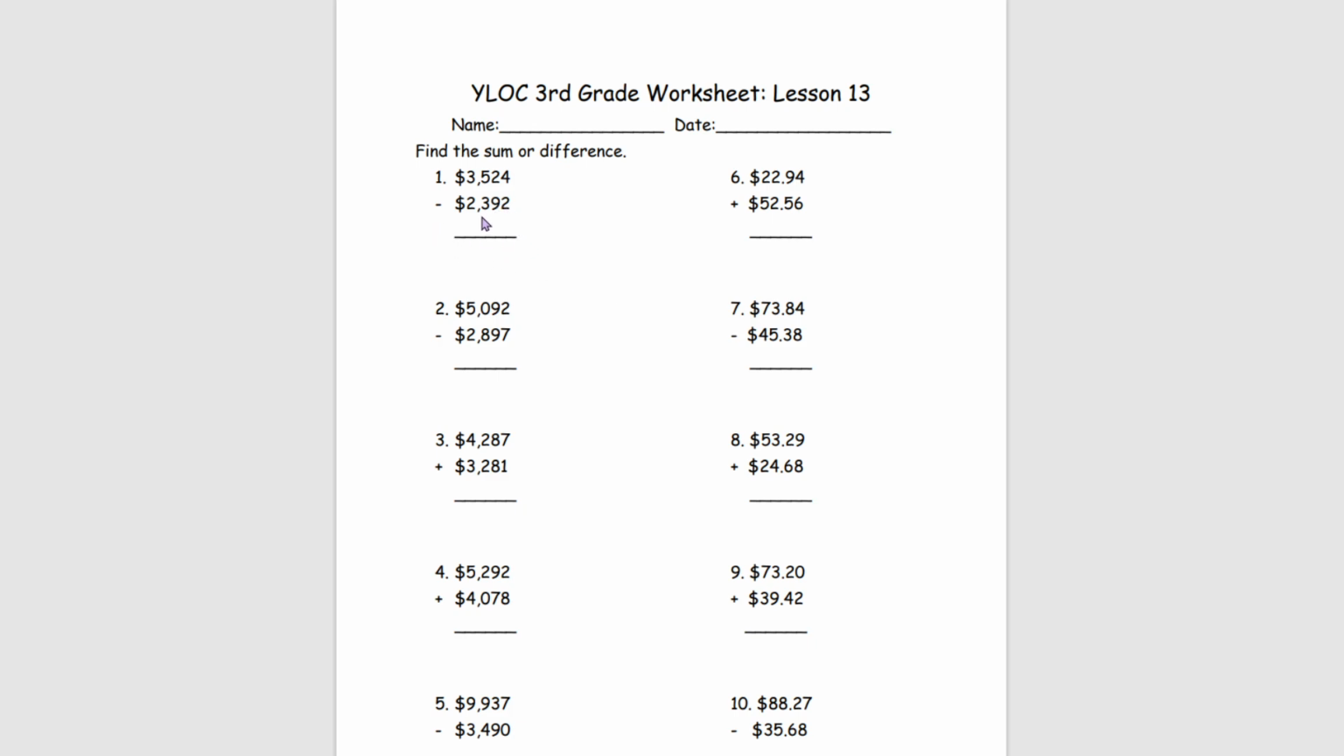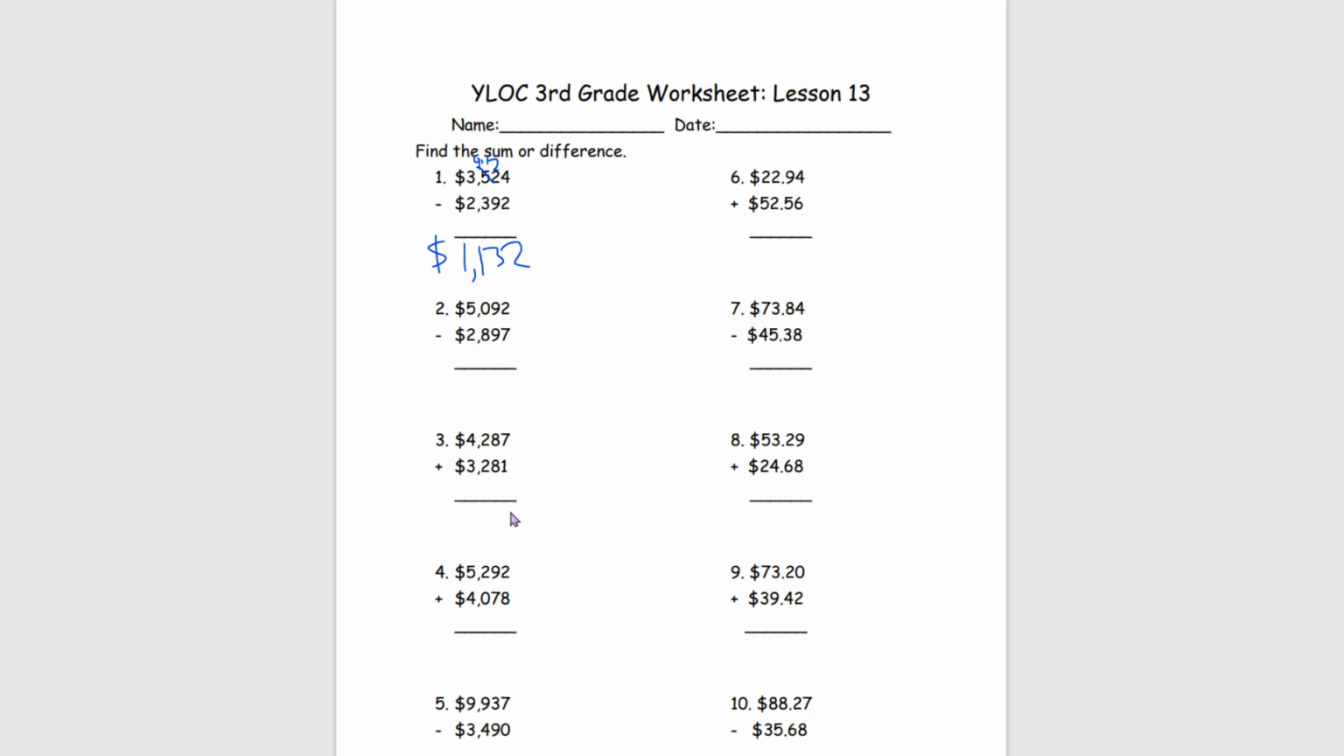Looking at this, we do 4 minus 2, which gets us 2. Then 2 minus 9 is not possible, so we're going to have to borrow 1 from this 5. This 5 becomes a 4, this 2 becomes a 12. 12 minus 9 equals 3. 4 minus 1 equals 1. And 3 minus 2 equals 1. And so our answer for number 1 is $1,132.